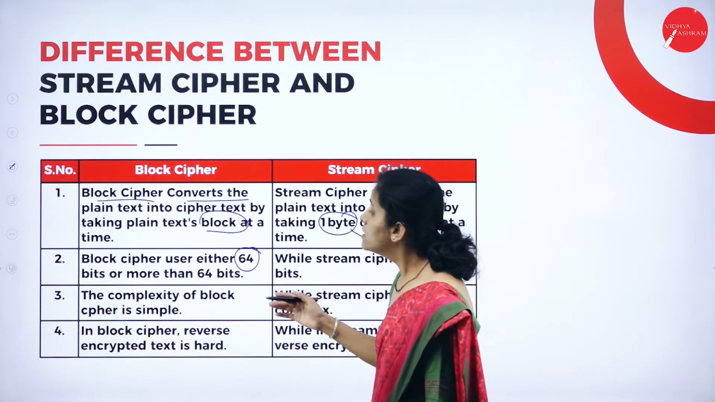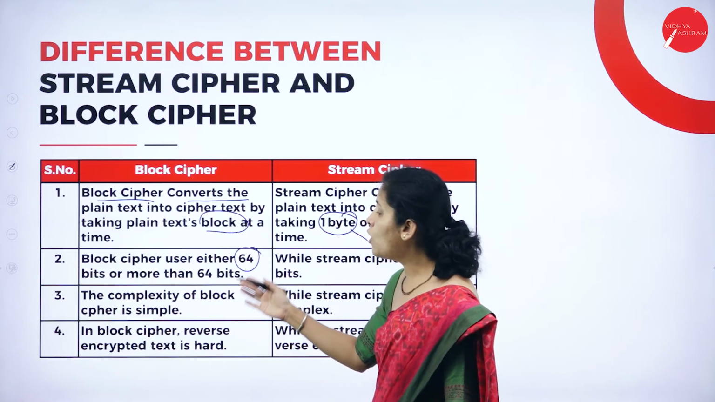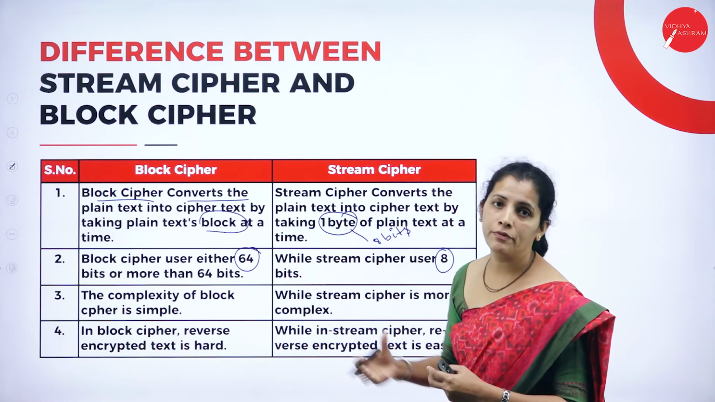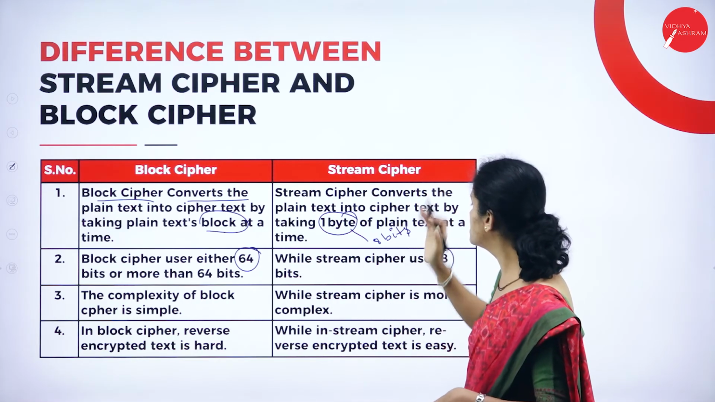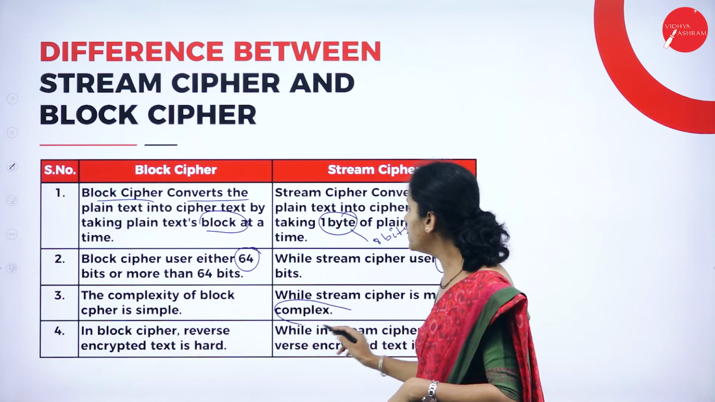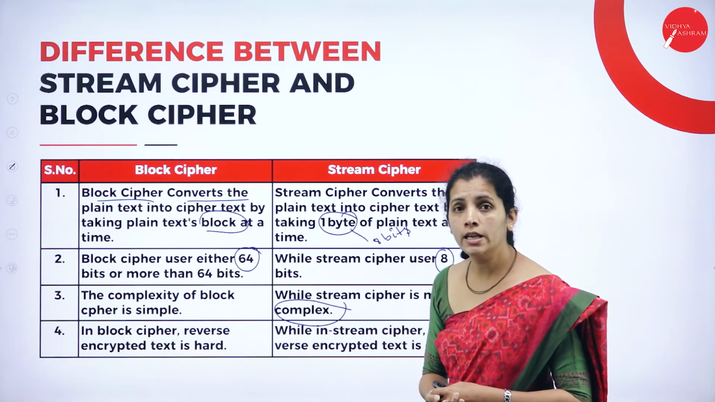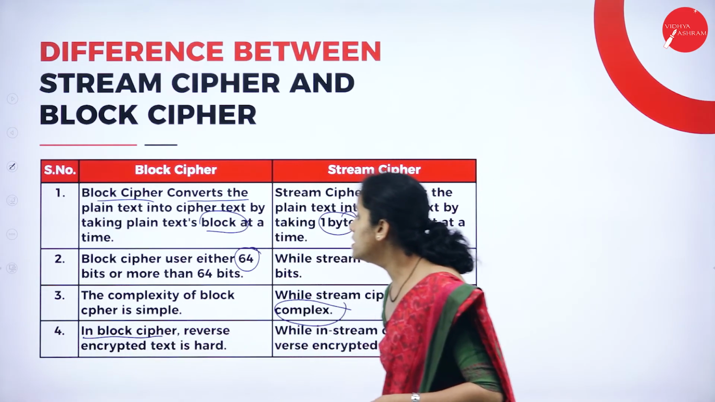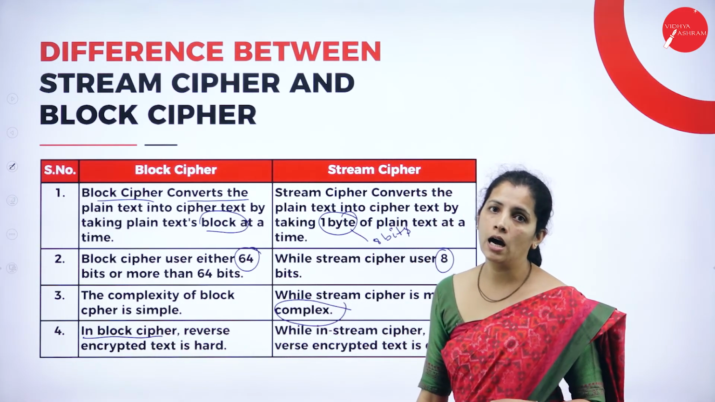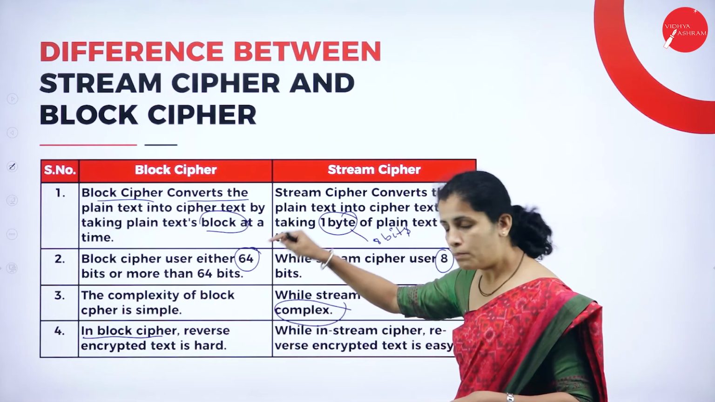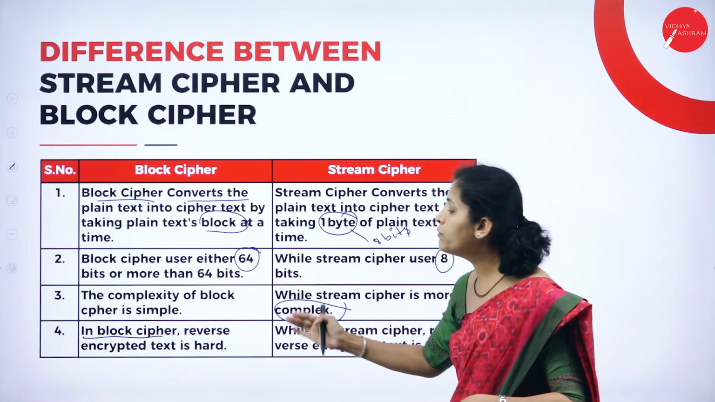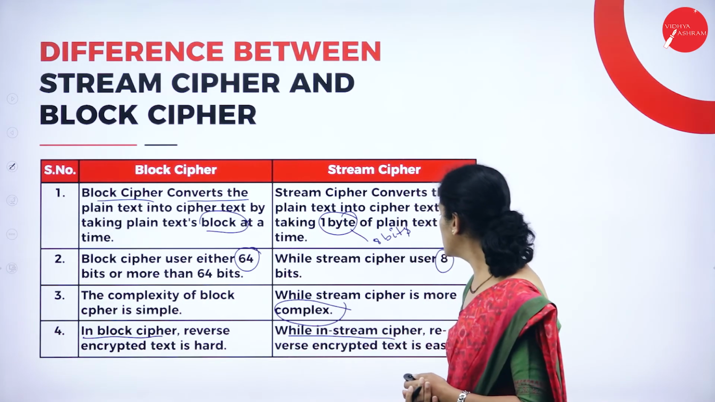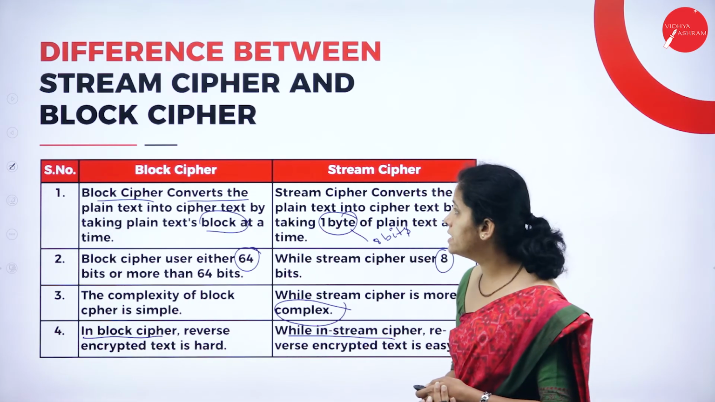Now, if I check the complexity of block cipher, it is very simple, that means a very easy cryptographic algorithm. And stream cipher is more complex because here I deal with binary bits. Now, in block cipher, reverse encryption is hard. That means in block cipher, it is very difficult to perform reverse encryption. And in stream cipher, reverse encryption is very easy.